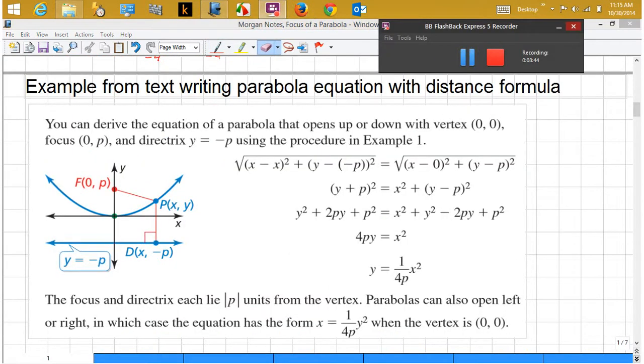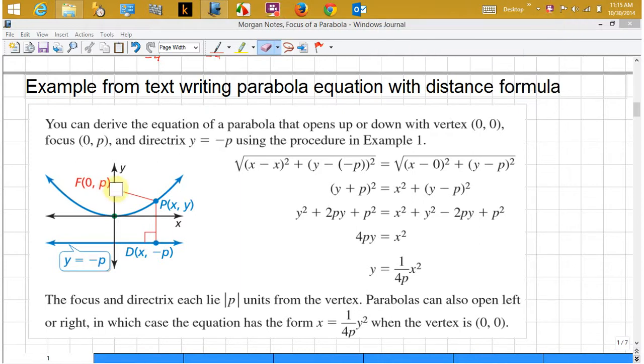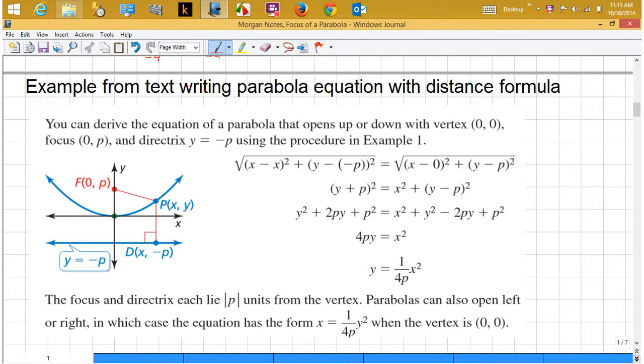Okay, let's just briefly think about what we just did there. We actually knew the value for p, and based on that we were able to use the distance formula to write an equation of this parabola that was given. Now we don't always want to do that. We don't want to go through the trouble of writing the distance formula.